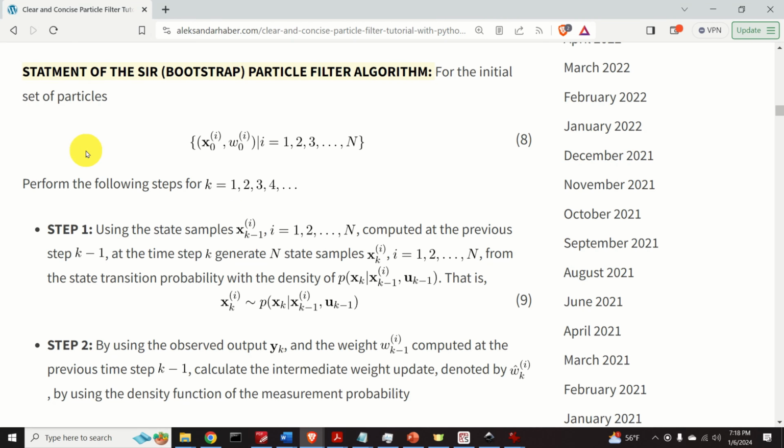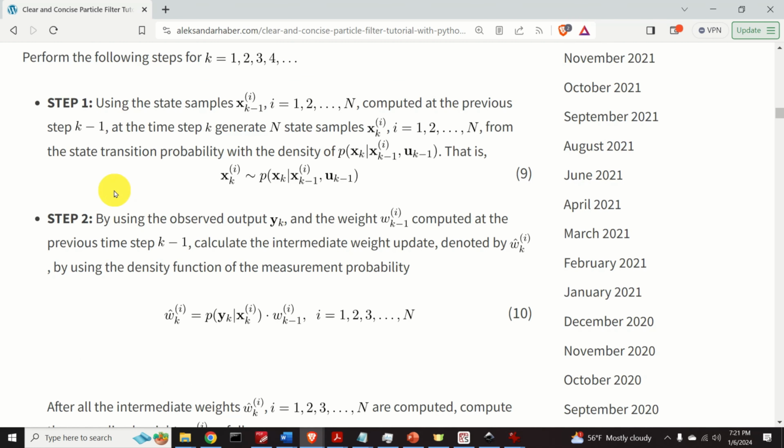Here is the brief summary of the SIR or bootstrap particle filter algorithm. For the initial set of particles, denoted like this, we perform the following steps for k equal to 1, 2, 3, 4, etc. In step 1, by using the state samples from the previous time step k minus 1, that is, by using x_{k-1}^i, we generate n state samples at the time step k that are denoted by x_k^i.